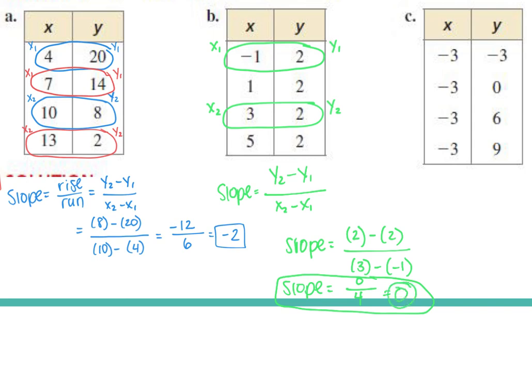What do we know about lines that have a slope of 0? Does anyone remember? Gabby? Horizontal, very good.